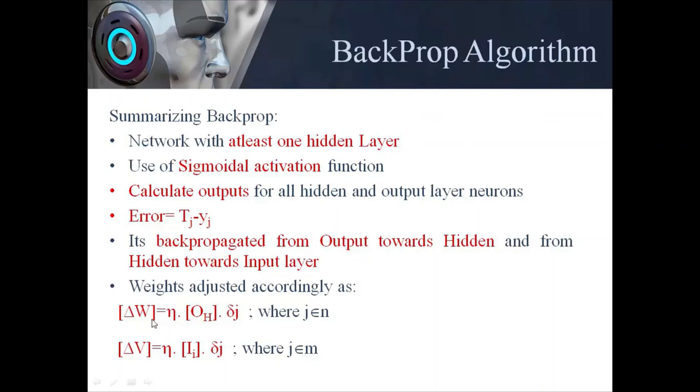So the change in the weights on the interconnections between the output and the hidden layer is learning rate times OH times delta J. Delta stands for local gradient and J stands for the jth neuron, whose interconnection weights have to be updated, and J belongs to the set of all the neurons in the output layer, that is n neurons in the output layer.